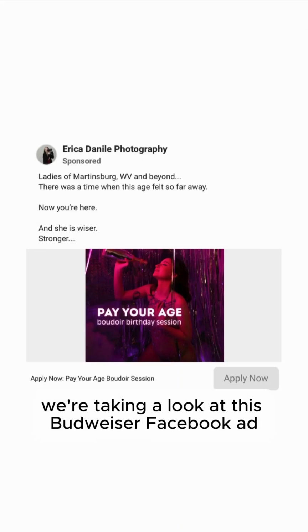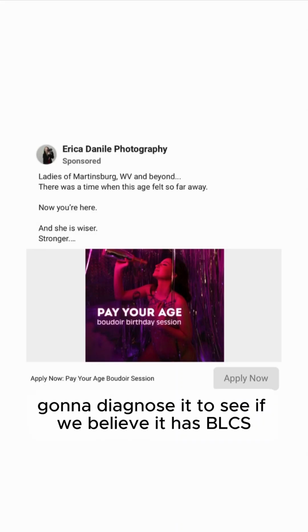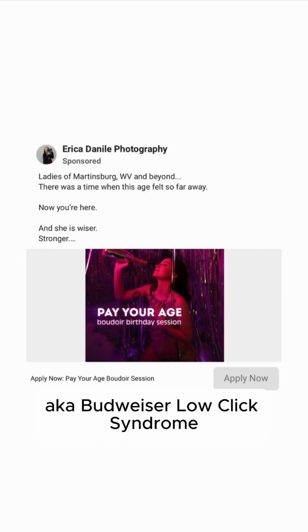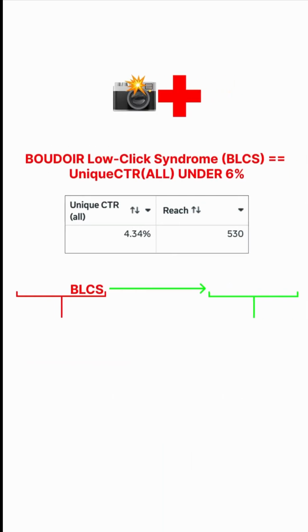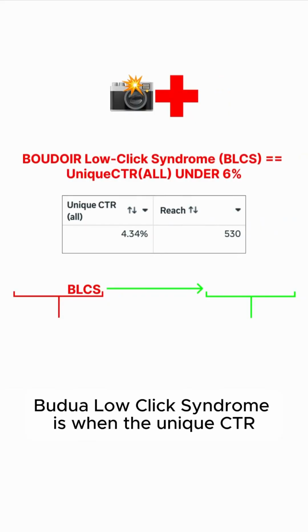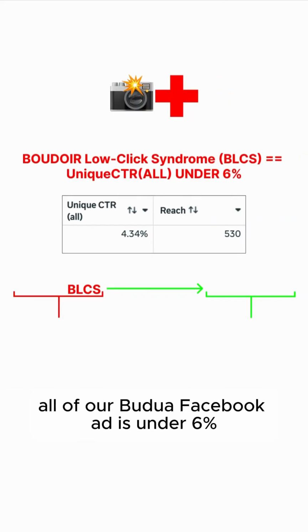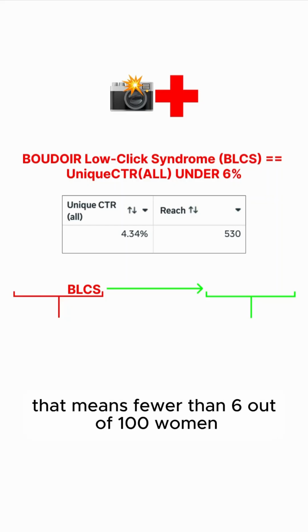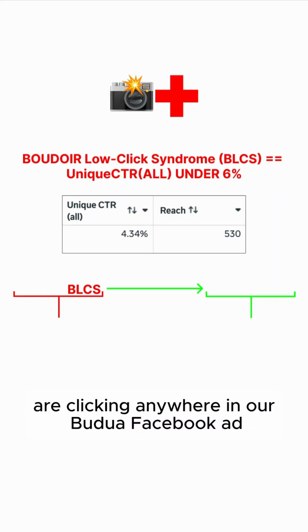All right, y'all, we're taking a look at this Boudoir Facebook ad. Gonna diagnose it if we believe it has BLCS, aka Boudoir low click syndrome. So BLCS, Boudoir low click syndrome, is when the unique CTR of our Boudoir Facebook ad is under 6%. That means fewer than 6 out of 100 women are clicking anywhere on our Boudoir Facebook ad.